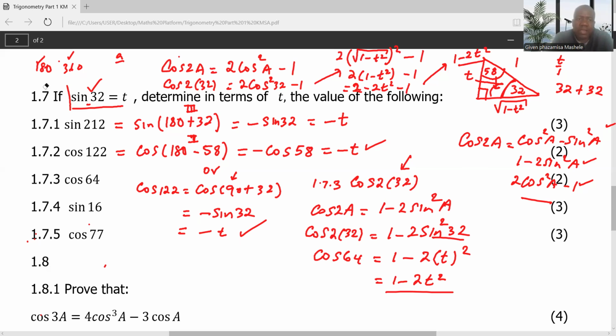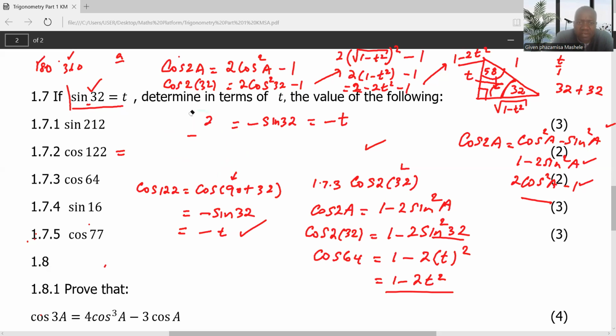Another way would be, if we do not want to write this as a double angle, we can also write it as a compound angle, because 64 is the same as 32 plus 32.